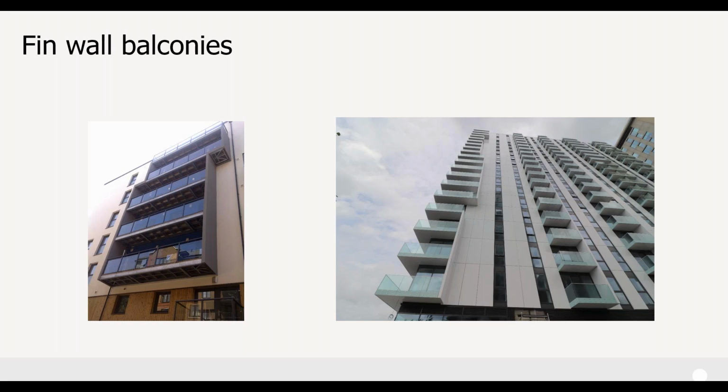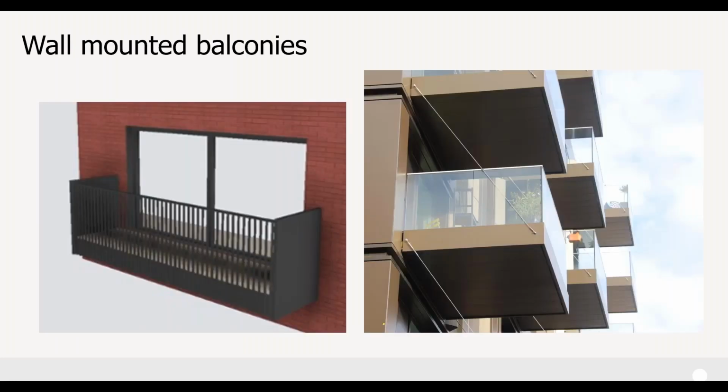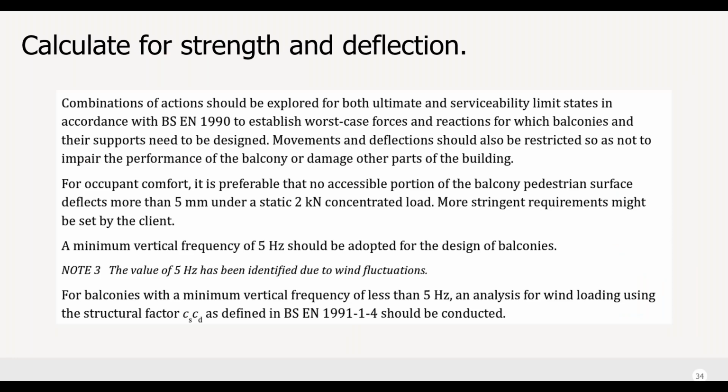So if we move on, we mentioned balconies connected to the structure. There's also a move, especially with some of the modern methods of construction, towards supporting the balconies off the facade. The advantage here, of course, is that the connection loads are significantly reduced, and that is more relevant for modern methods of construction. So if we move on to a bit more detail about the calculation for strength and deflection.